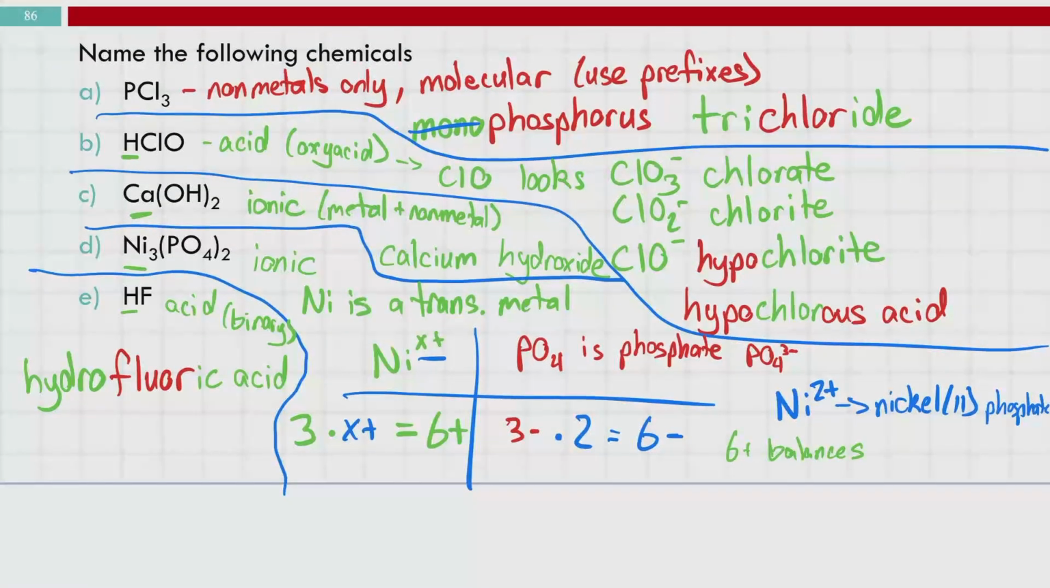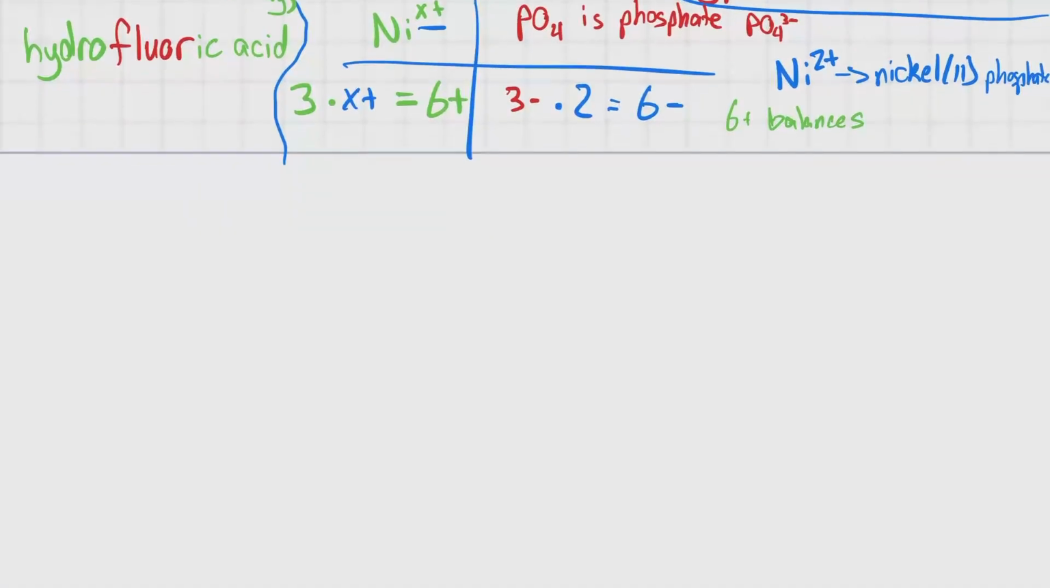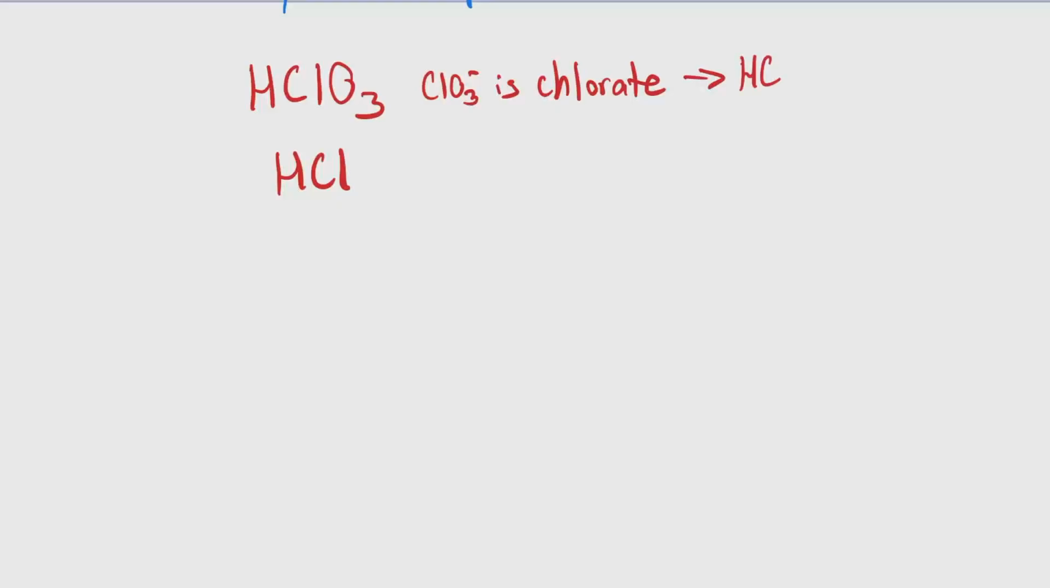A couple of things that I'd like to show us. If we have HClO3 and we have HCl. HClO3 is an oxyacid. ClO3- is chlorate. So HClO3 is chlor. Change the ending to ic and add acid to the end.